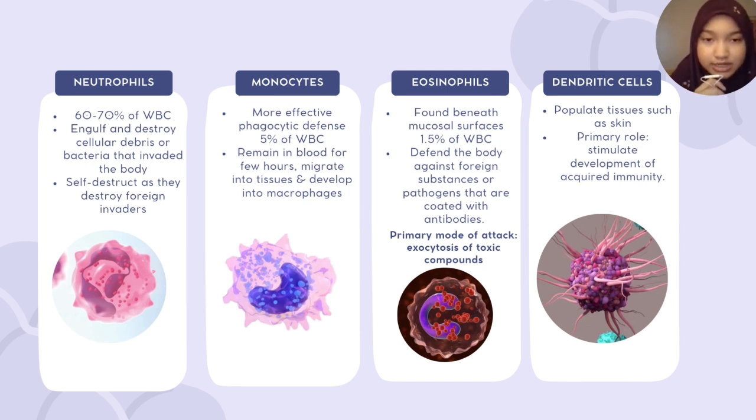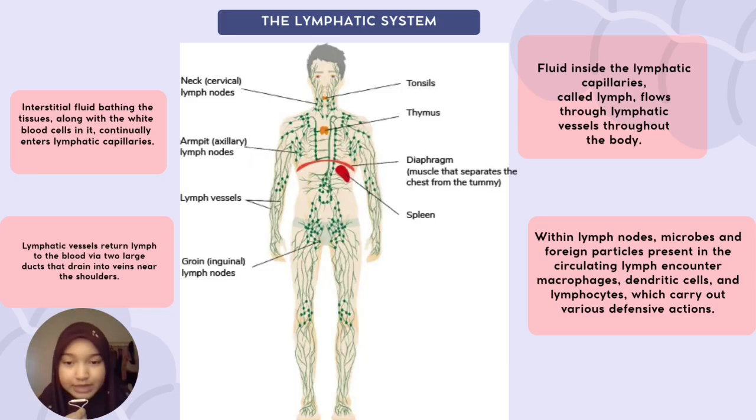Lastly, the dendritic cells. They populate tissues such as skin. The primary role of dendritic cells is to stimulate development of acquired immunity. Next, we're going to be talking about the lymphatic system. It plays an active role in defending the body from pathogens.